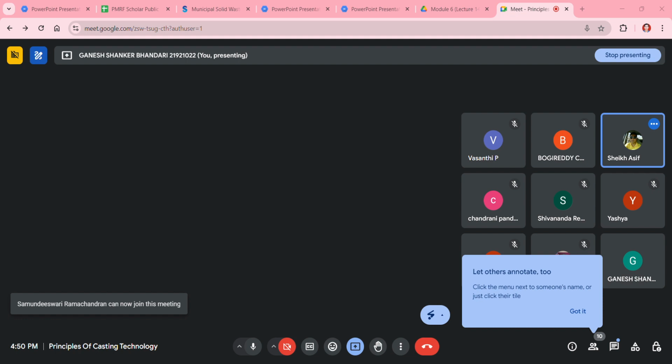For the exam, do we need to remember the formulas? Yes, you need to remember some formulas, or it will depend on the faculty if they want to provide you some formulas. Unless otherwise, you have to remember those formulas.